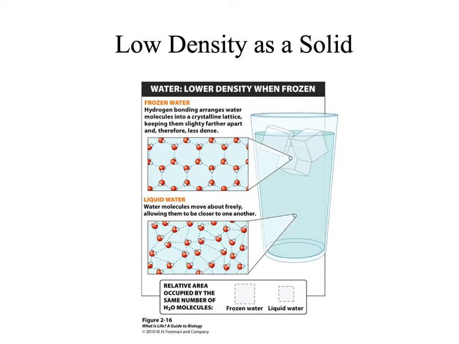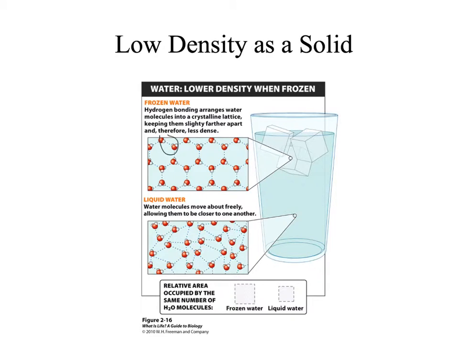Water, when moving from liquid to solid, does not follow this normal pattern. Frozen water has a hexagon shape to the molecules because of the hydrogen bonds. When liquid water freezes, the molecules are forced into a hexagon shape due to the hydrogen bonds. This actually spaces the molecules out, making ice less dense than liquid water.